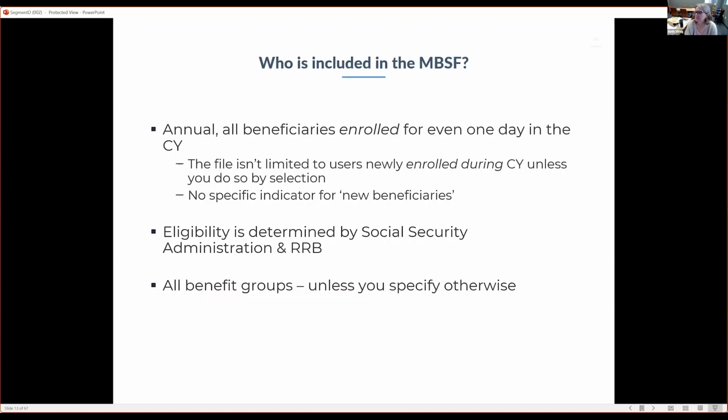So who's included in the Master Beneficiary Summary File? As we said, and this is really important, it is annual, with all beneficiaries enrolled for even one day. The file isn't limited to new enrollees, and in fact, you have to create your own algorithm to find them. There's no specific indicator for new beneficiaries. Eligibility for Medicare is determined by Social Security and the Railroad Retirement Board. It's not determined by Medicare. And when you're asking for the data, you will get all benefit groups unless you specify otherwise. So if you really only want the elderly, and you don't ask, you will get everybody.